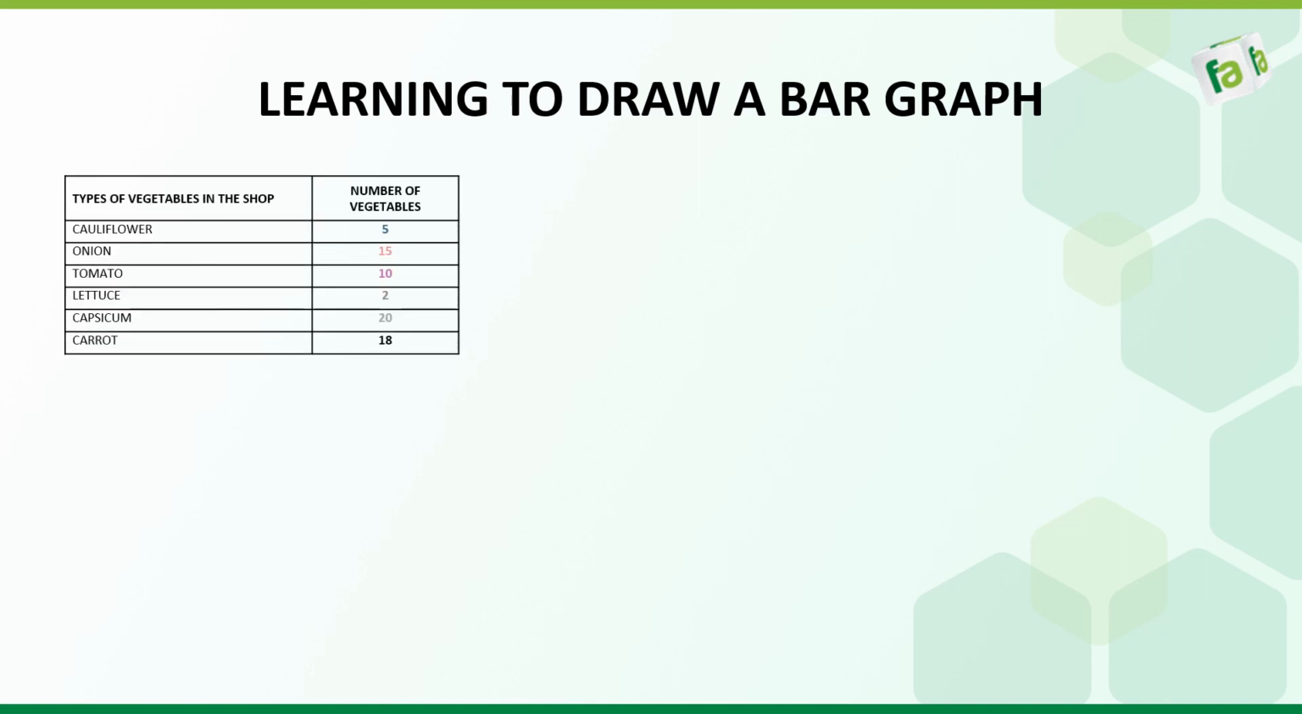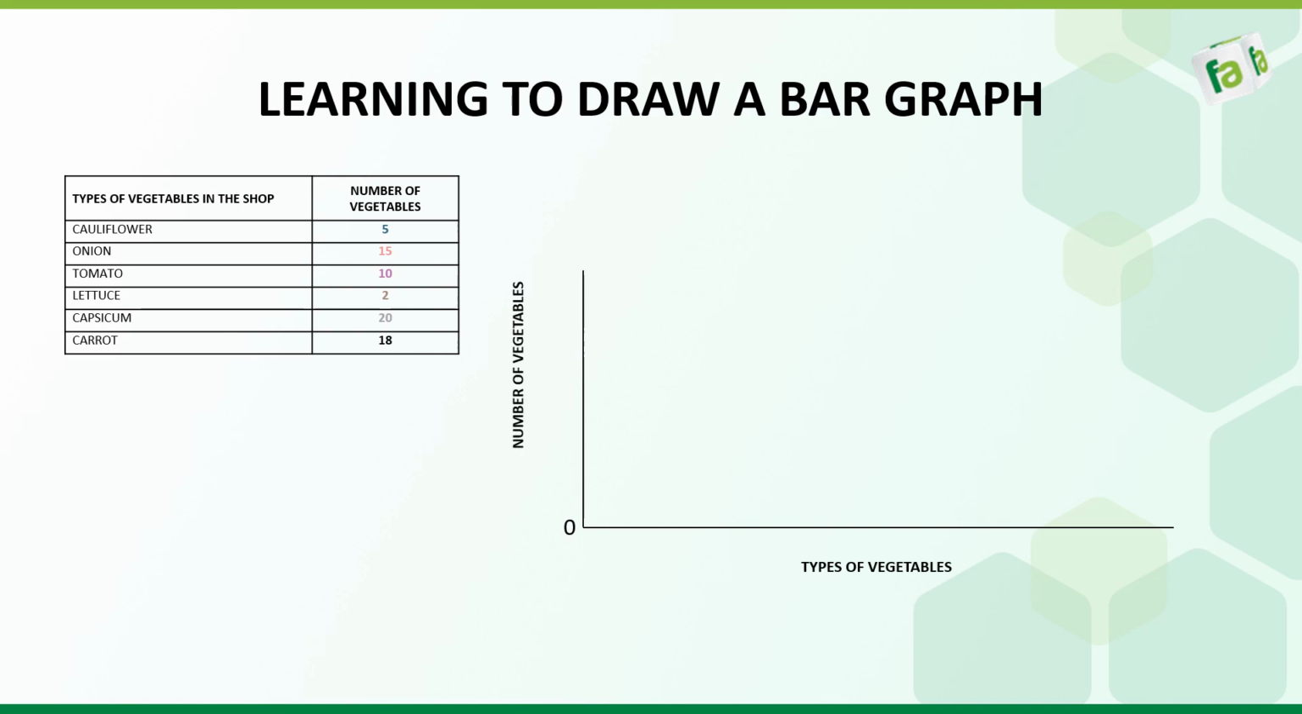In this data, we see that information is provided about the different types of vegetables and their available number in a shop. Now, draw a horizontal line at the bottom of the paper with the help of a scale. Then, draw a vertical line perpendicular to the horizontal line, intersecting at point O. Label horizontal line as type of vegetables and vertical line as the number.